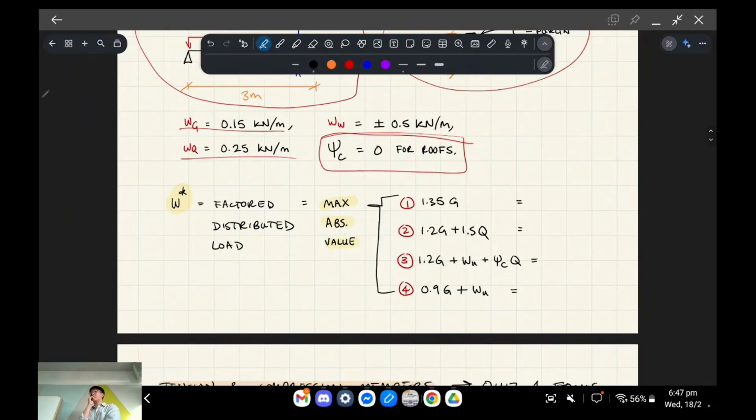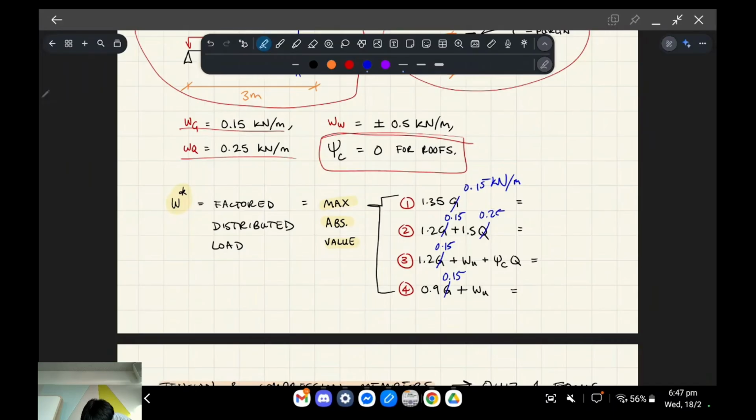So what we basically have to do is find the biggest number that's going to govern your design. And the way you do that is through the load combinations. You check combination 1, 2, 3, and 4. It's like this. We can plug in our distributed loads. Keep in mind this is in kilonewtons per meter. That's the units we're working in.